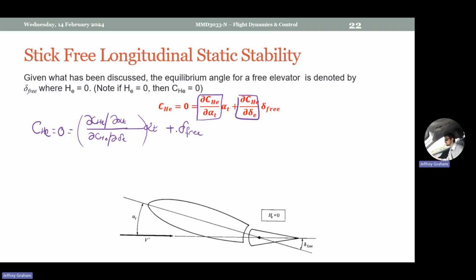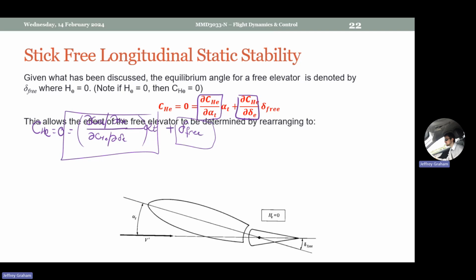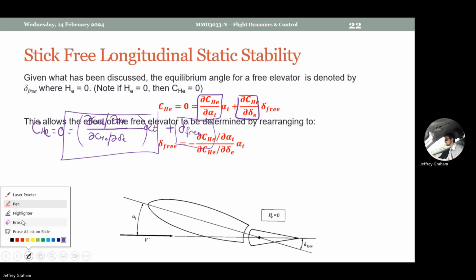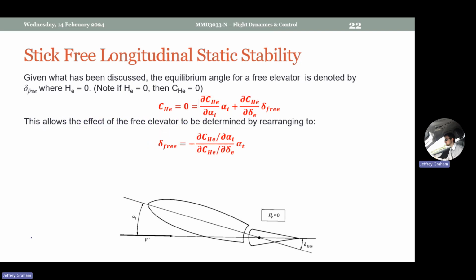All we need to do, because we want this bit on its own, is determine the angle required for trim in the stick-free sense. All of this over here is going to get subtracted. So this is what you're going to see in the next little bit. We're just subtracting everything, otherwise sticking the minus sign in front of it. The elevator deflection required for stick-free stability is as we see it there.